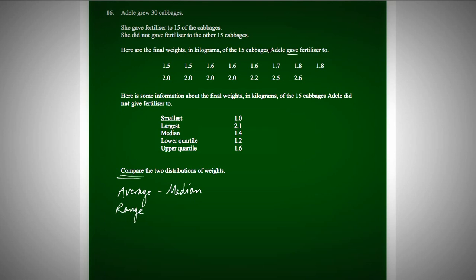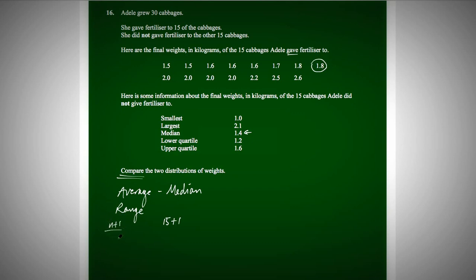She's got 15 cabbages, so the median cabbage is the one in the middle. So that is going to be the eighth value: 1, 2, 3, 4, 5, 6, 7, 8. It should also be the eighth value from the other end of the list: 1, 2, 3, 4, 5, 6, 7, 8, which it is. So that's a median of 1.8 compared to 1.4. The range I'm going to compare is the interquartile range. To find the quartiles, I need to find the values that are a quarter of the way along. She's got 15 cabbages, so I'm going to do n plus 1 over 2 for finding the median.